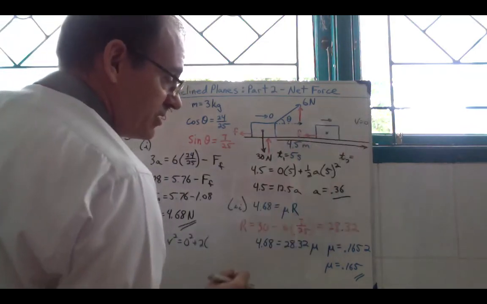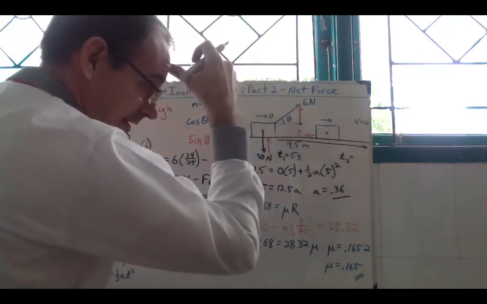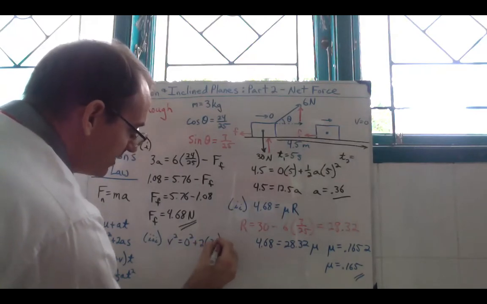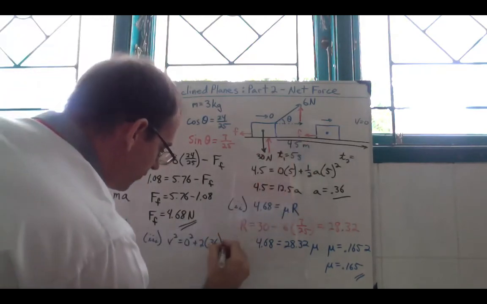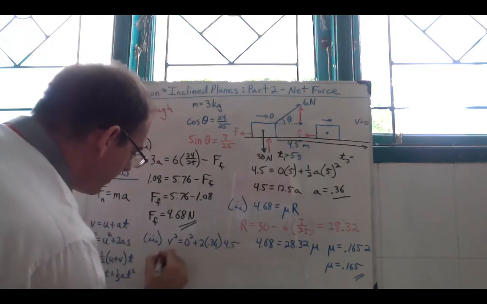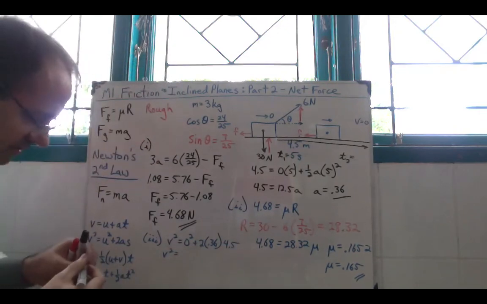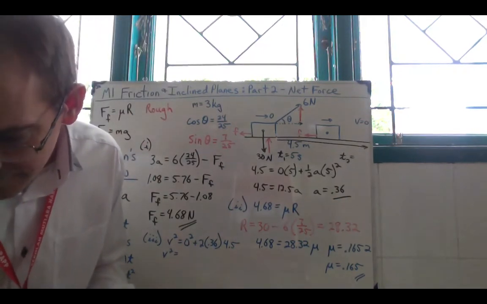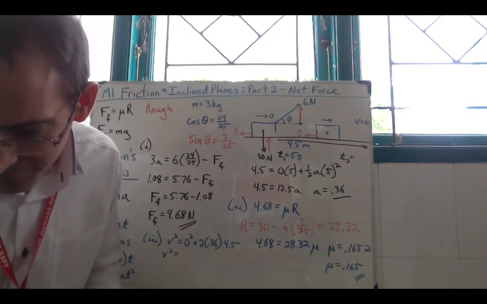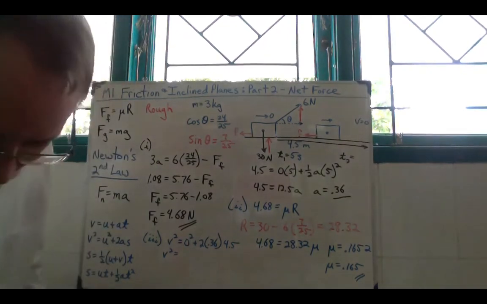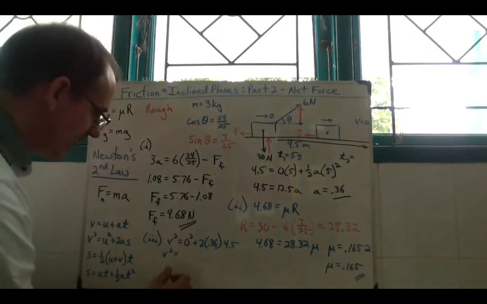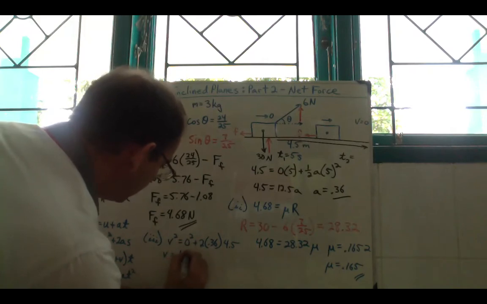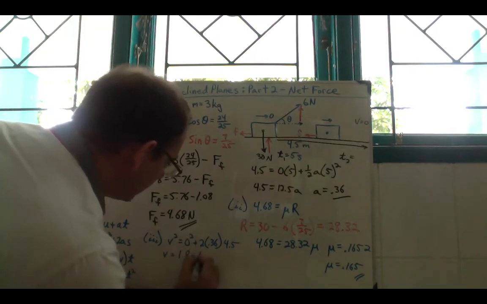Now this acceleration will be different. This will actually be a deceleration, so we'll need to calculate that again. So we have 0.36, and the distance that it traveled is 4.5. So our velocity squared equals 2 times 0.36 times 4.5, and you're going to see that the velocity comes out to 1.8. I'll let you do the calculations. V equals 1.8 meters per second.